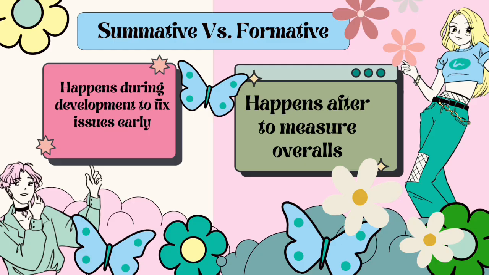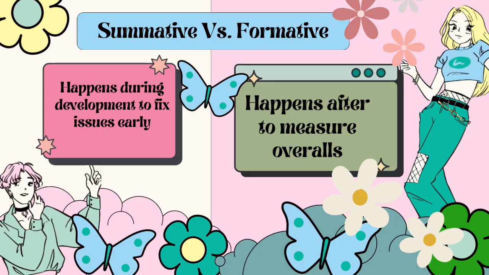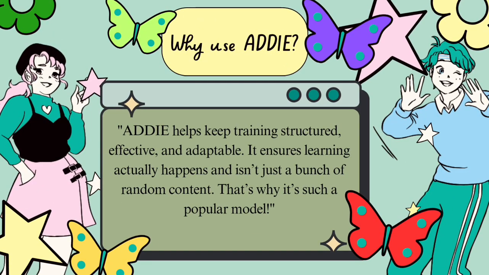So why should we use the ADDIE model? The ADDIE model is used because it provides a structured, flexible, and effective approach to instructional design. It ensures learning experiences are well planned, engaging, and outcome-driven by following 5 phases: analysis, design, development, implementation, and evaluation.